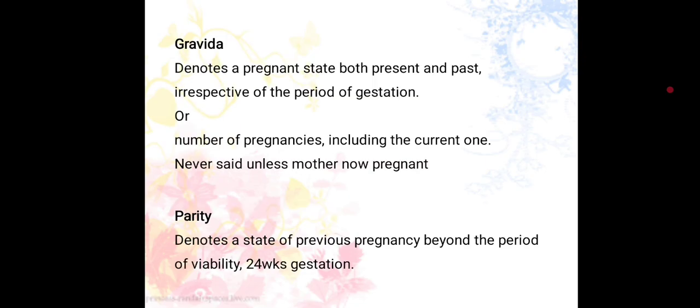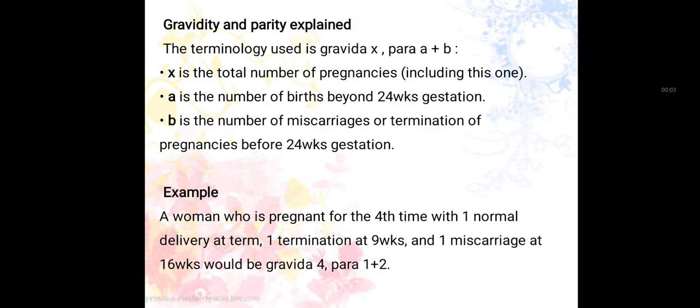Gravida and parity. Gravida denotes the pregnant state, both present and past, irrespective of period of gestation. Another definition: it's the number of pregnancies including the current one. Never say gravida X unless the mother is now pregnant. Parity is any pregnancy continuing beyond the period of viability, which is 24 weeks of gestation. The terminology used is gravida X, para A plus B.